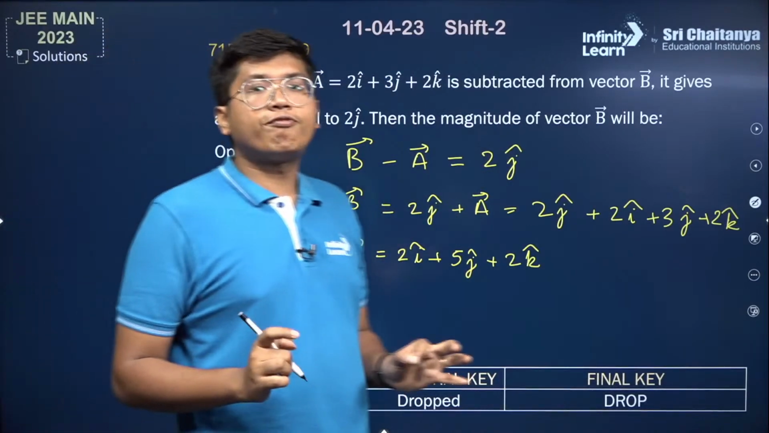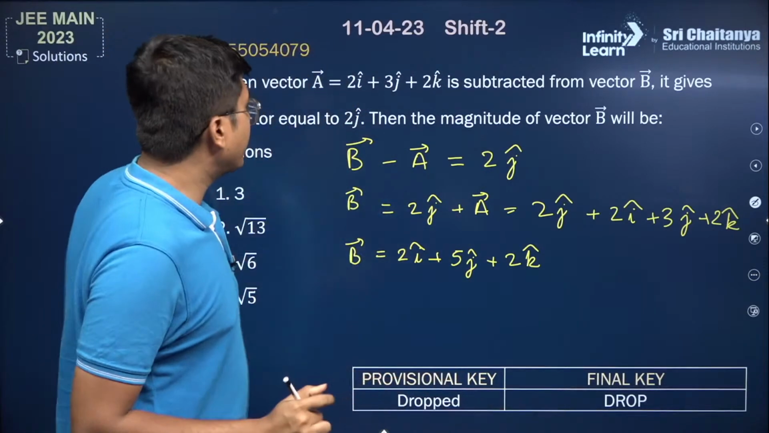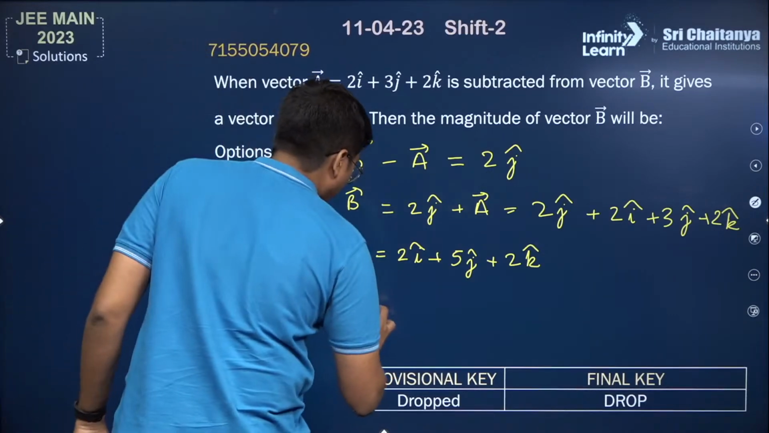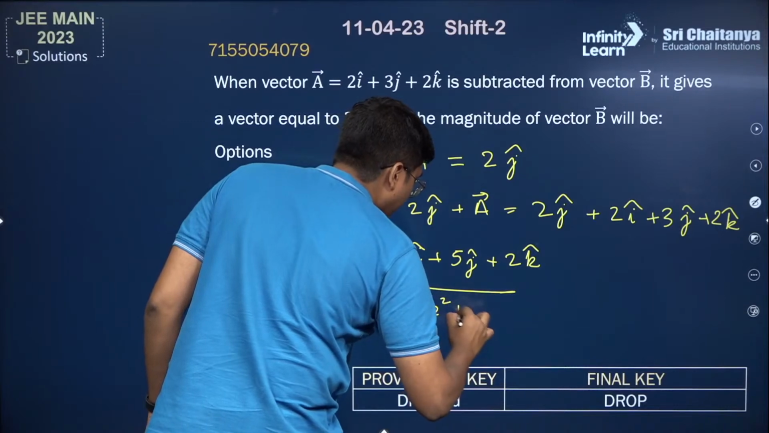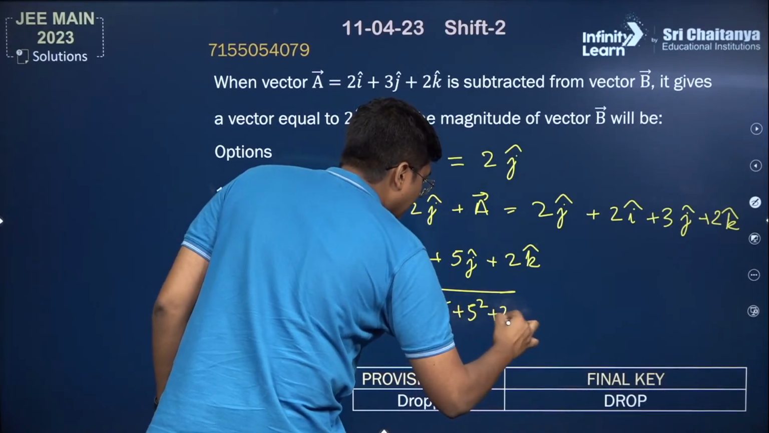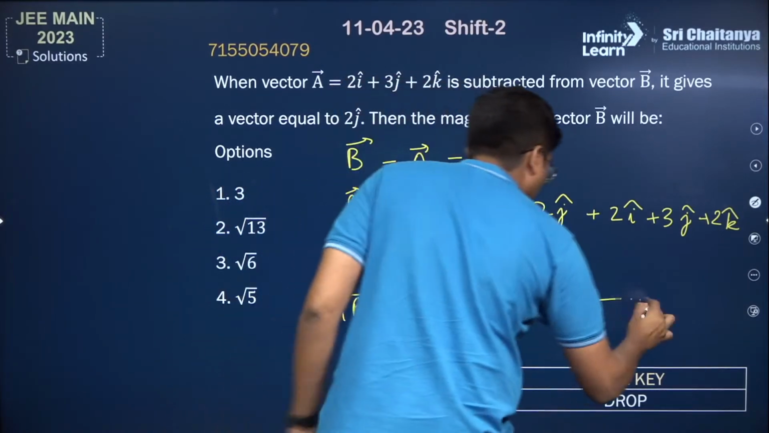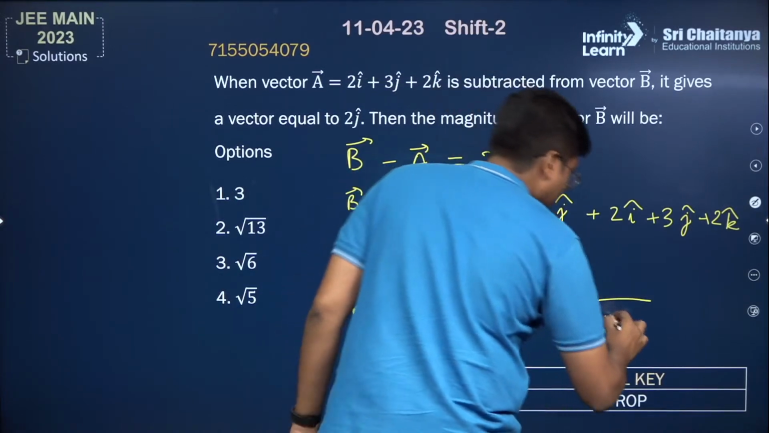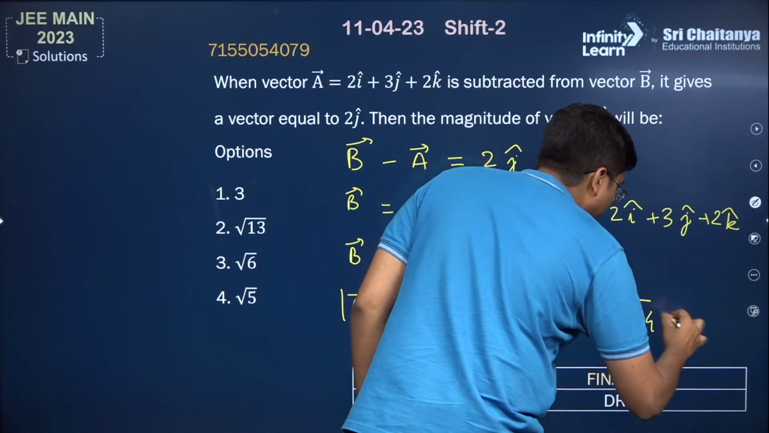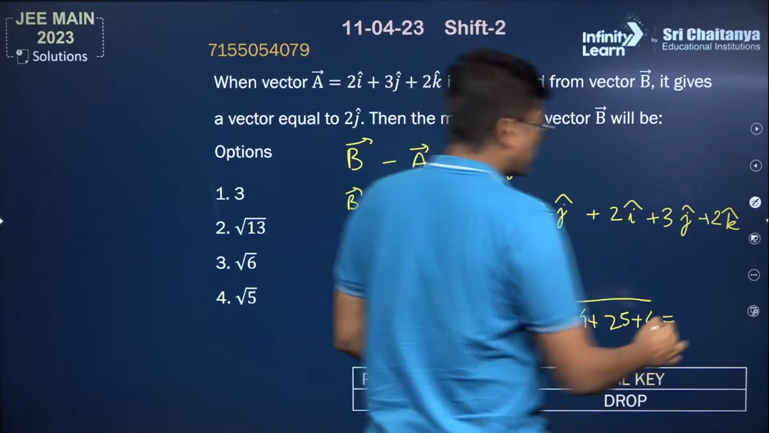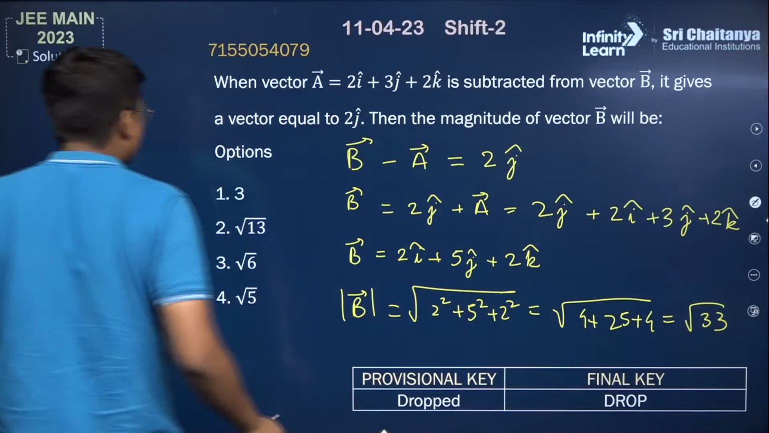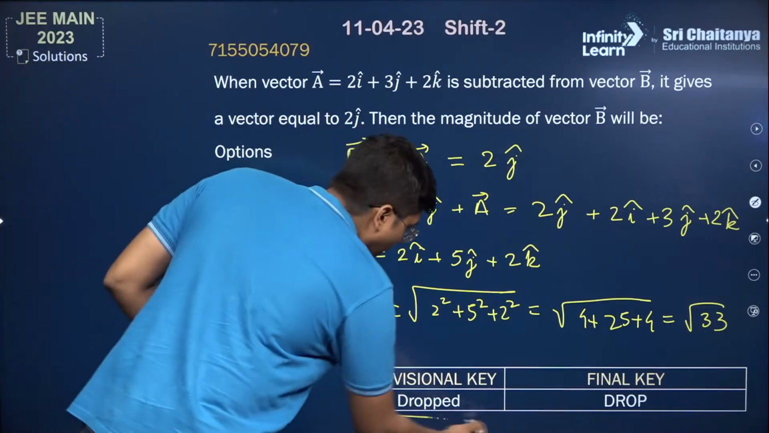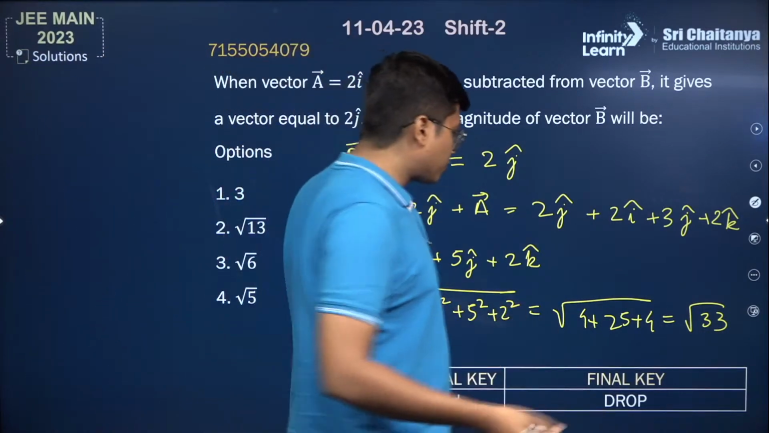We have been asked to find the magnitude of this b vector. If you do it, magnitude of b vector would be root over of 2 square plus 5 square plus 2 square. That is root over of 4 plus 25 plus another 4. That makes it root 33. So you see, that is not there in any of the options here. That is why this question has been dropped. You'll get the marks for it anyway.